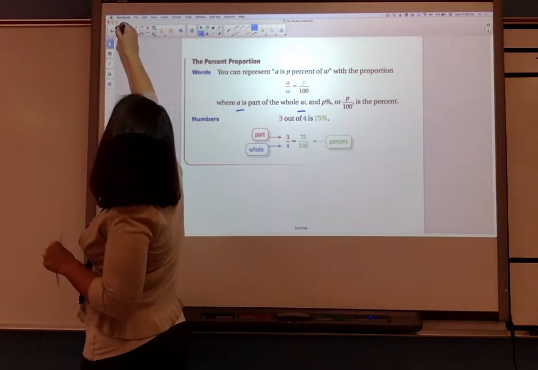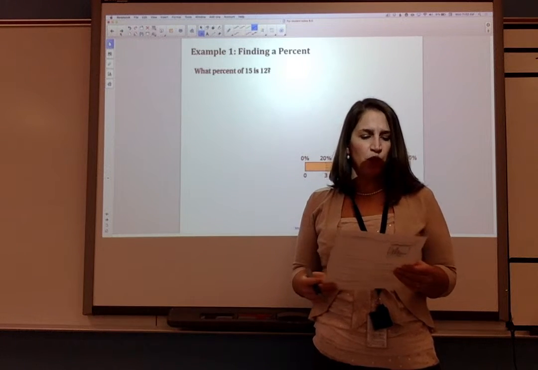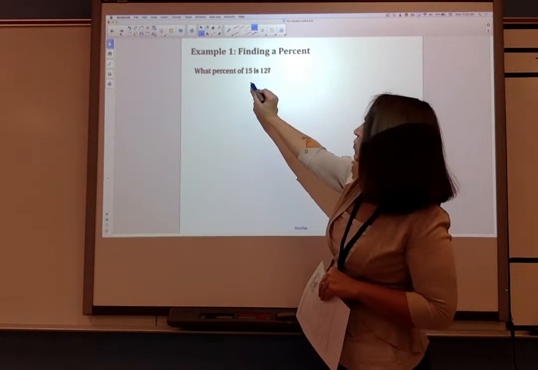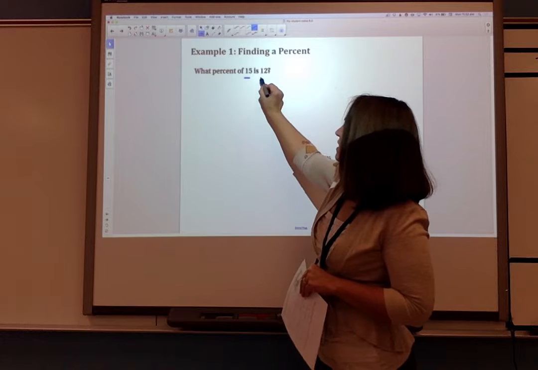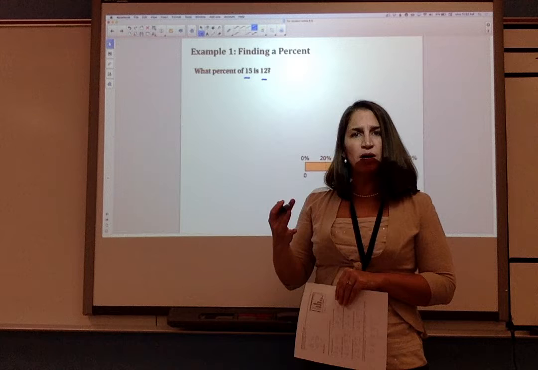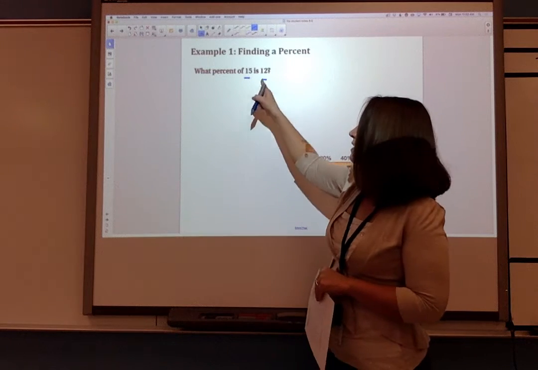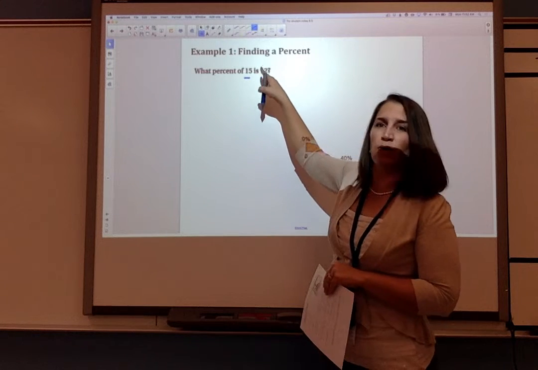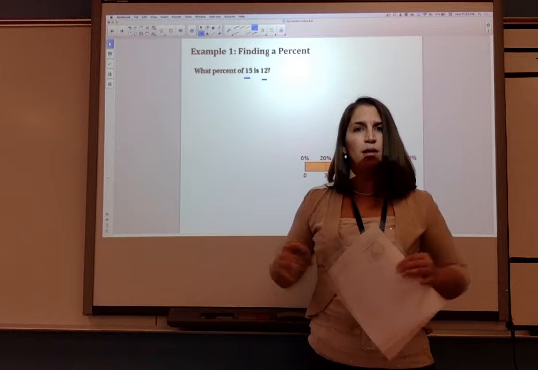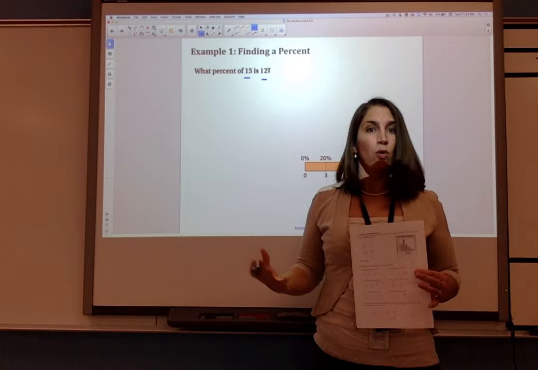So let's look at some examples where we're finding different parts of this. In the first example, we're going to find the percent. That's the part that's missing. So this says, what percent of 15 is 12? Now, one of the keys for figuring out which number is the part and which is the whole is that the word "is" tells us that we're talking about the part, and the word "of" means we're talking about the whole. So when you say "what percent of some number," that number would be the whole.